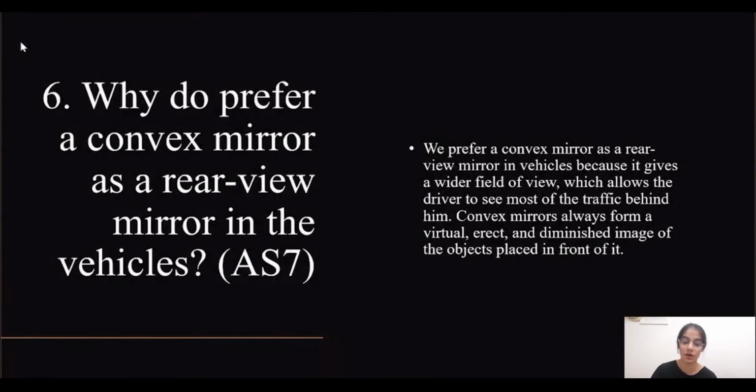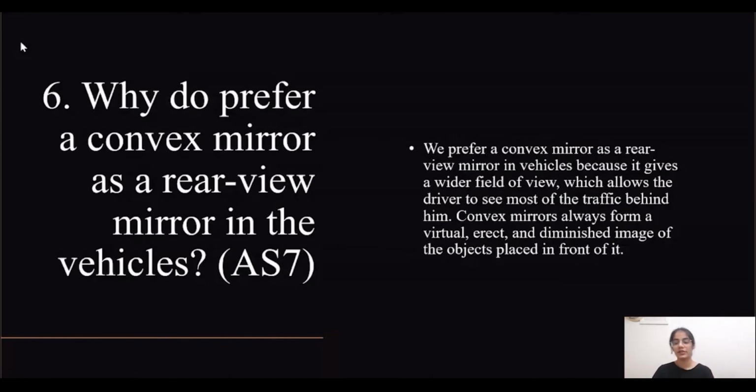Why do you prefer a convex mirror as a rear view mirror in vehicles? You know that when you place an object either at infinity or even between infinity and the pole, a convex mirror will form a very small diminished image of it. So if you have a convex mirror as a rear view mirror, it will cover a larger area that is behind you. Once you get a larger view of the traffic or the vehicles that are behind you, they will all appear as small diminished images on the convex mirror. This will help you get a view of the traffic behind you.